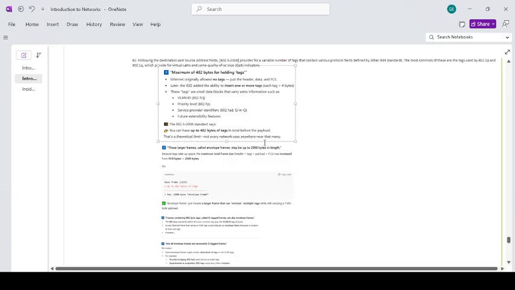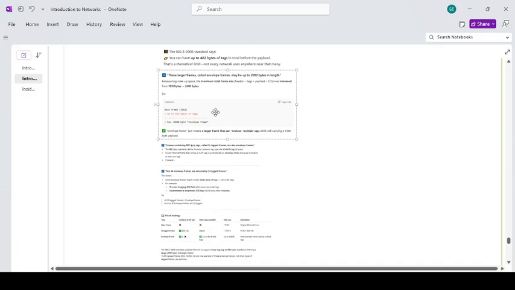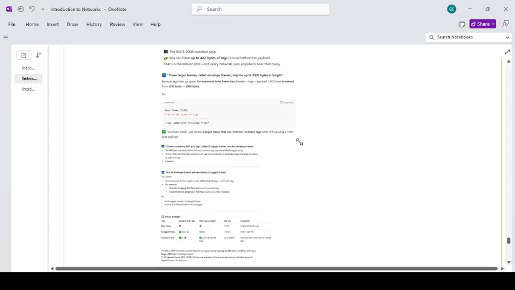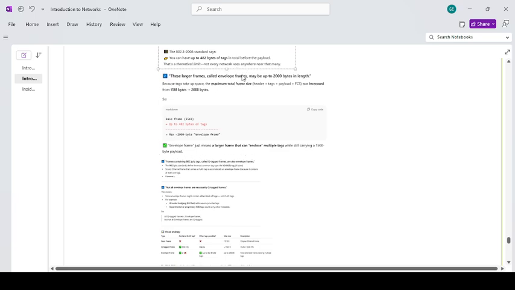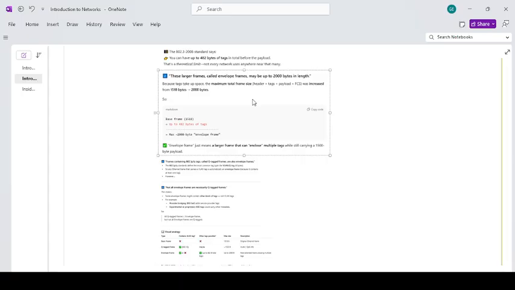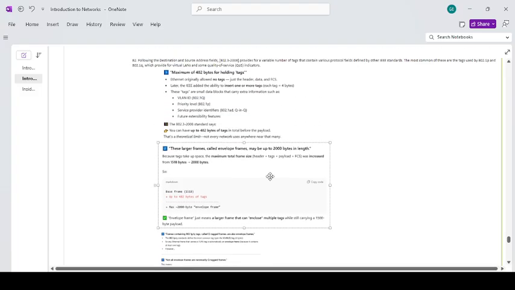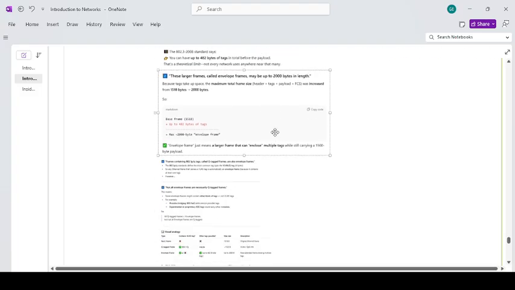So again, it still starts with the preamble and the destination and the source header, then the FCS. These larger frames, that's a theoretical limit. Not every network uses anywhere near that many for this additional capacity for extended features, priority, and service provider name.